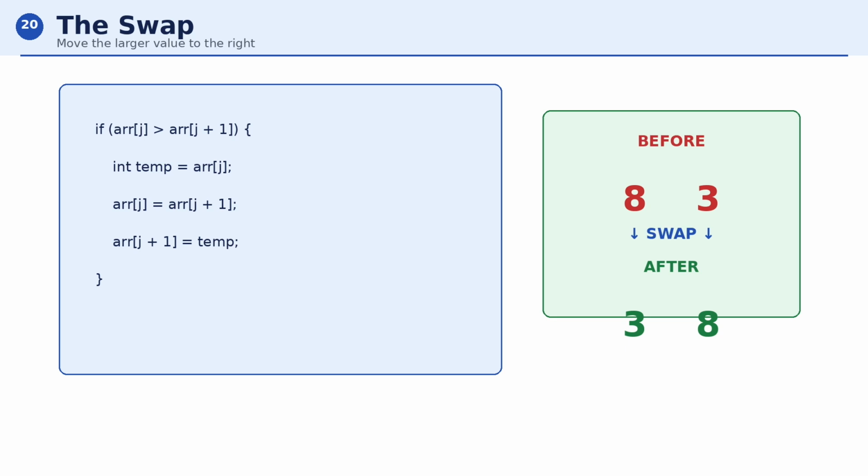Now we reach the most important part, the swap. We first check is array of j greater than array of j plus 1.